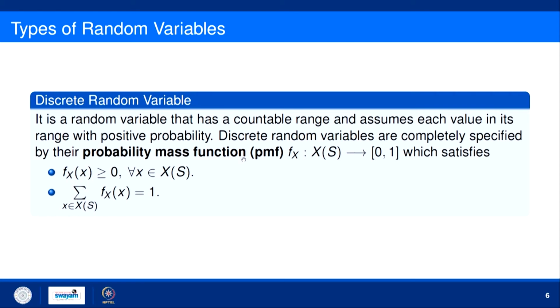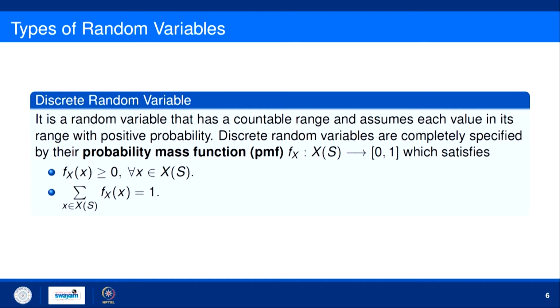Okay. And what is a probability mass function? It is a function from x's to [0, 1] which satisfies the following two properties. The two properties are, number 1, the probability mass function must be greater than or equal to 0 for every x. Okay. And number 2, the sum of all the probability mass function values must be 1. So these are the two basic properties, and then we can say that it will be a probability mass function for discrete random variables.